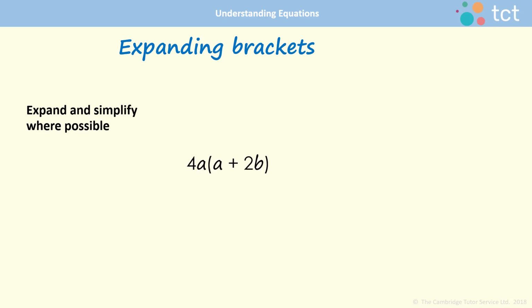Here's another slightly different one that is worth being aware of. Here we have 4a outside of the bracket, and then we have a plus 2b inside the bracket. So we're taking 4a and we're multiplying it by a. Well, 4 times a is 4a, but notice that we've got 4a times by a. A times a is a squared, and then we're adding that onto 4a times by 2, which is 8, but we've also multiplied a by b, so that is going to be 8ab.